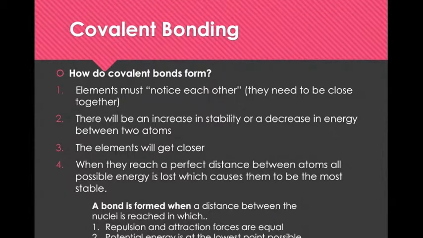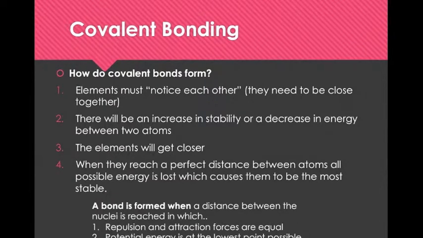In order for covalent bonds to form, the two elements must first notice each other, meaning they need to be pretty close together. Once the two nonmetals notice each other, there will be an increase in their stability or a decrease in the energy between the atoms. This will cause the elements to get even closer to each other, and once they reach a certain distance, the bond is made and all possible energy is lost, which causes the molecule to be stable.